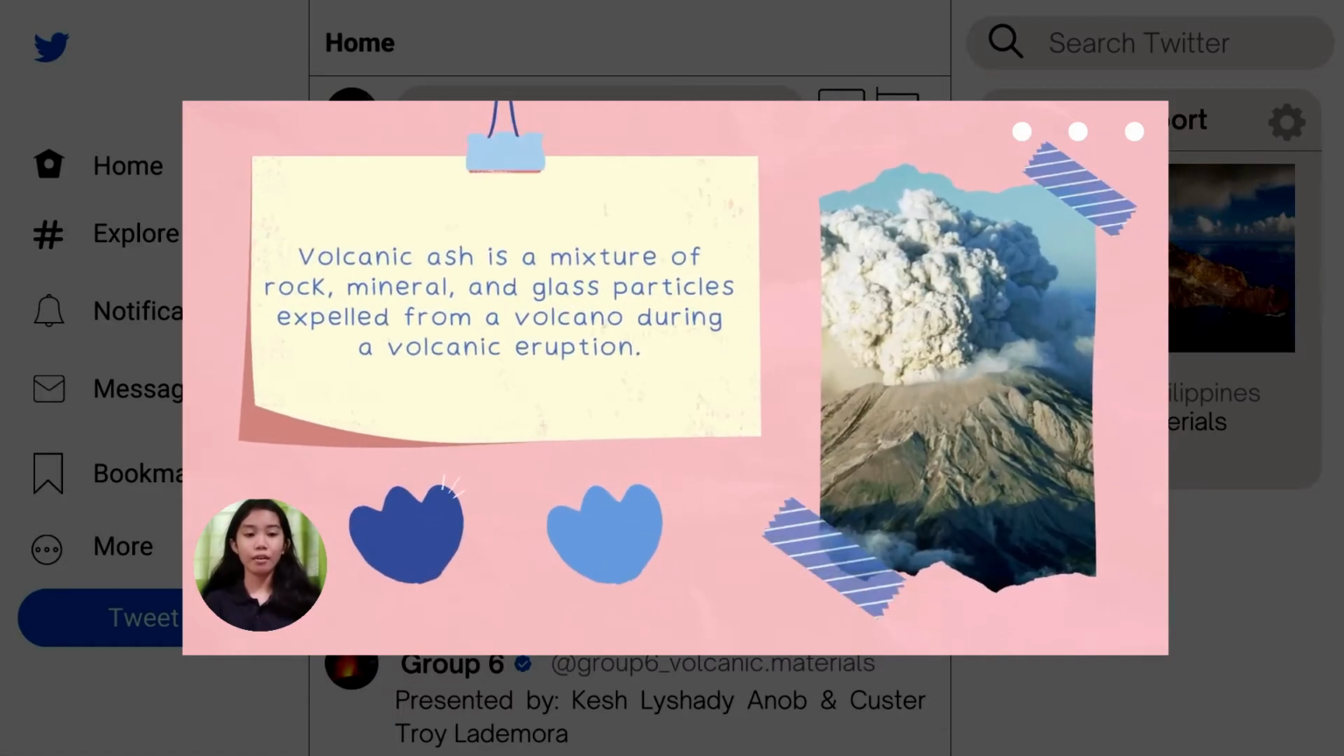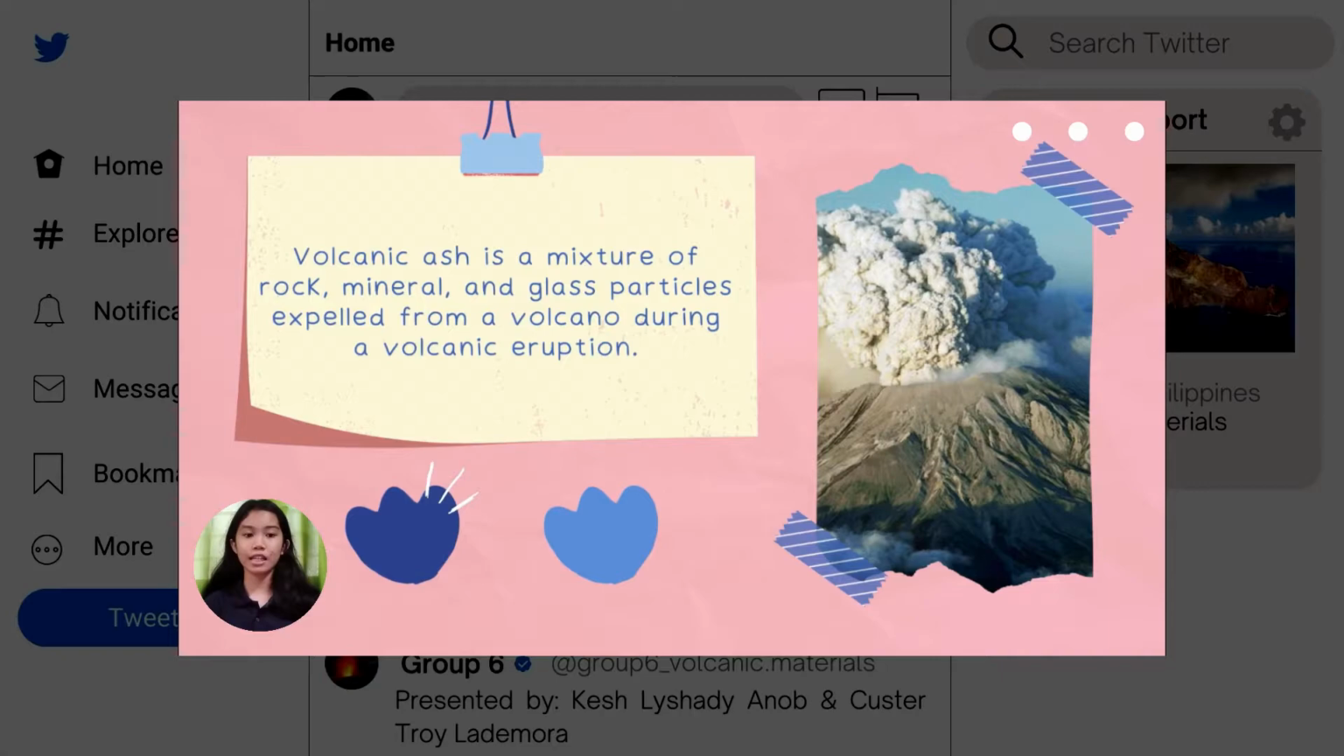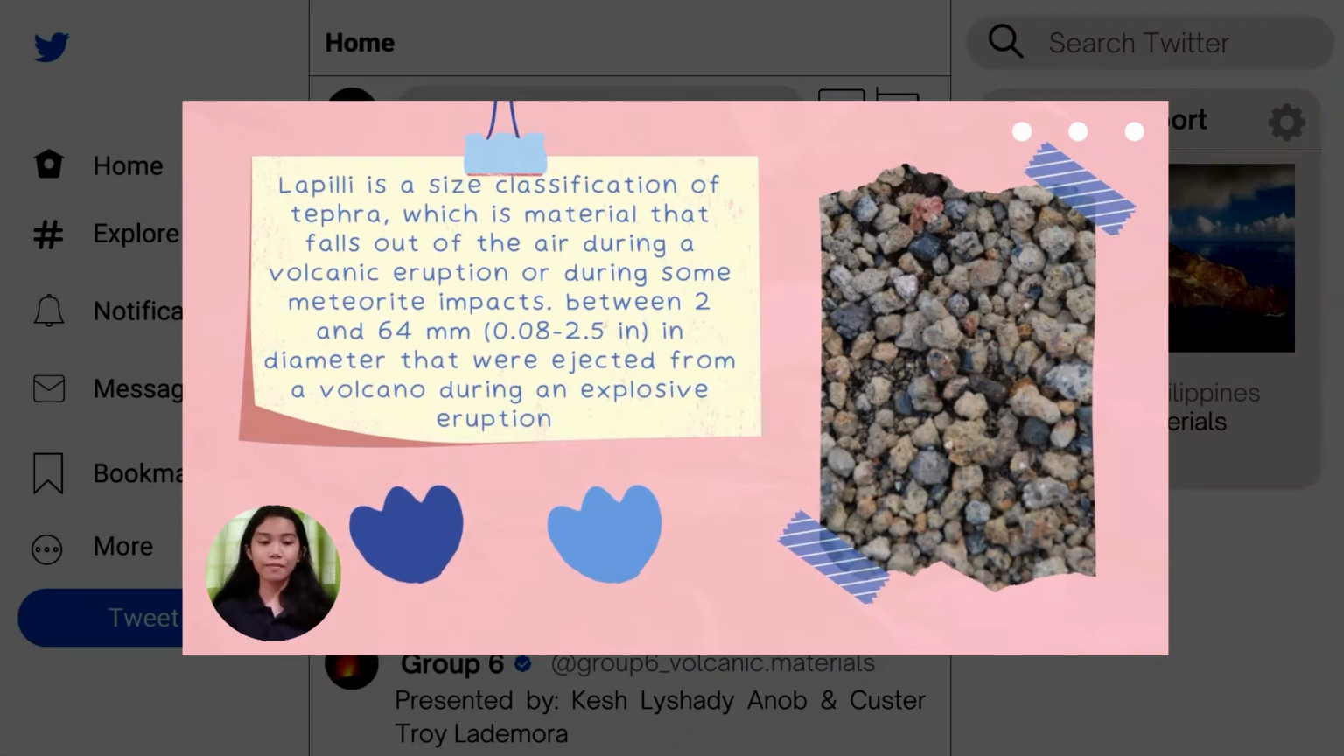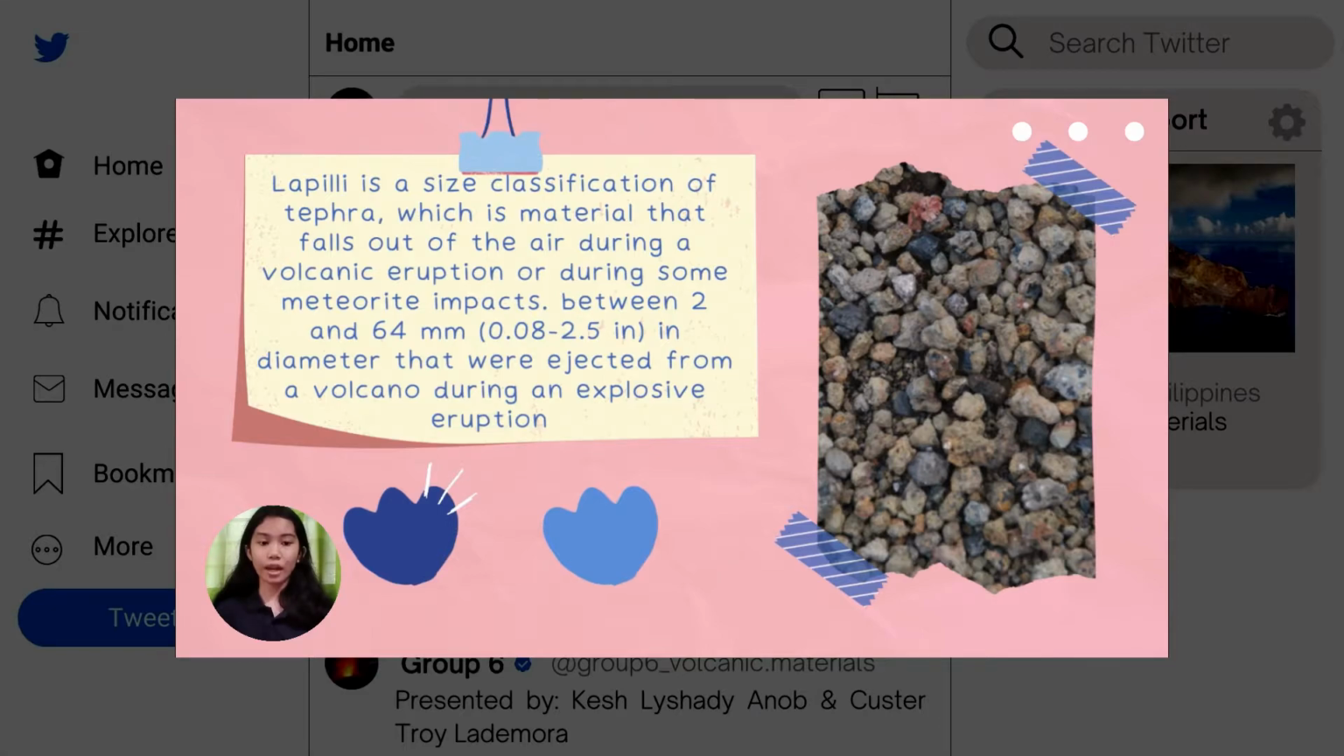Volcanic ash. Volcanic ash is a mixture of rock, mineral, and glass particles expelled from a volcano during a volcanic eruption. Lapilli. Lapilli is a size classification of tephra, which is a material that falls out of the air during a volcanic eruption or during some meteorite impacts, between 2 and 64 millimeters, 0.08 to 2.5 inches in diameter, that were ejected from a volcano during an explosive eruption.